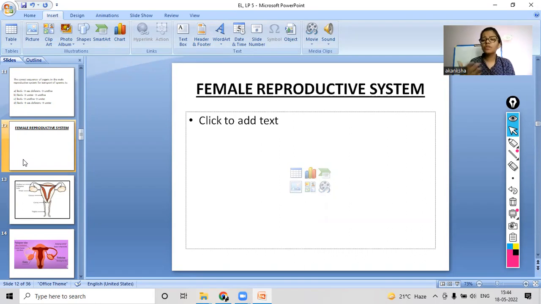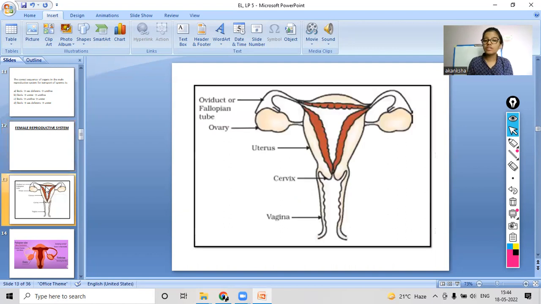So now we will move on ahead and see some more details, like how exactly the female reproductive system looks and how it functions. There is a picture in front of you. You have to observe it and then share your observations. What can you see in this picture? Yes, you all answered it correctly. It is the female reproductive system, right?